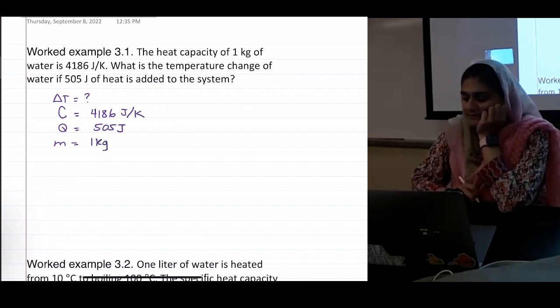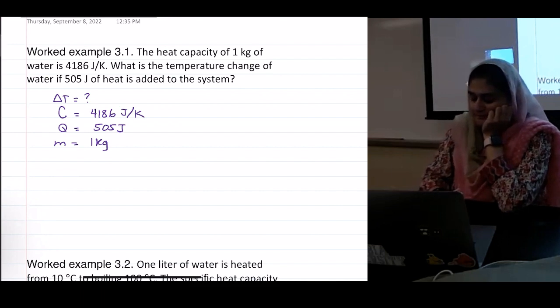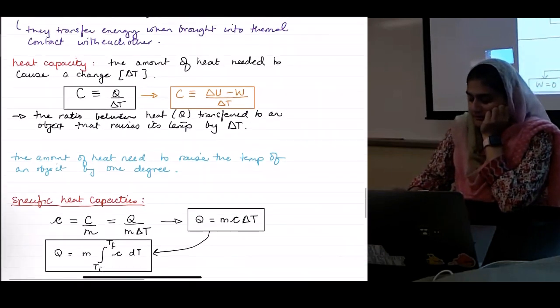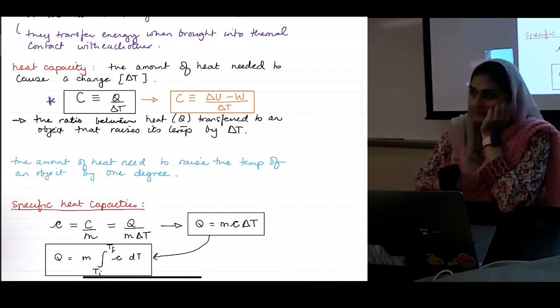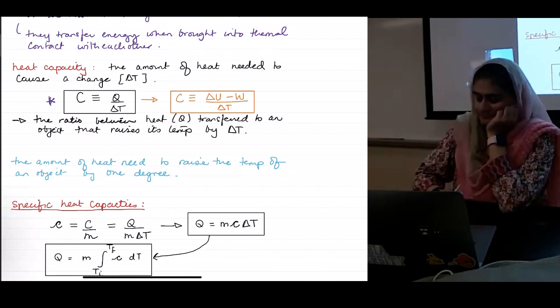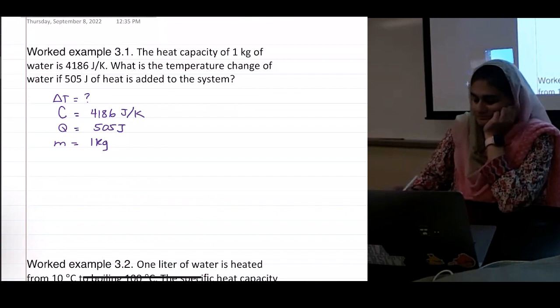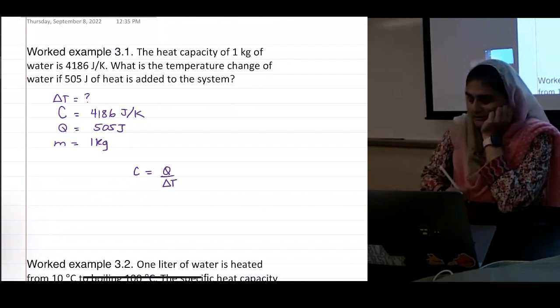Can I find delta T? Is there an expression we've done? Yes. Say this one. So that was C equals Q over delta T. So I'm looking for delta T.